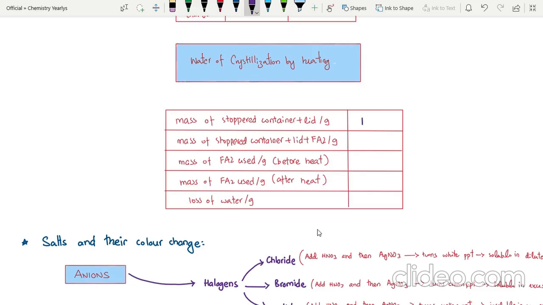For example, it could come in as 18.19. Then the mass of the stoppered container plus lid plus FA2, the salt we are going to heat, not right now. So if, for example, it becomes 19.50, you can now calculate the difference to get the mass of FA2 used, and this is just before heating. Then we heat it as they give us the instructions, and after that we do the same measurement, and we measure the change in mass as the loss of water in the end.